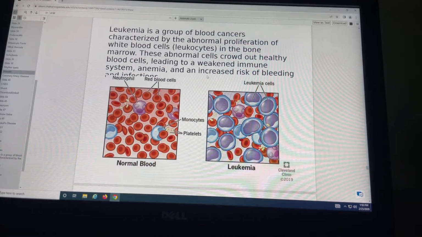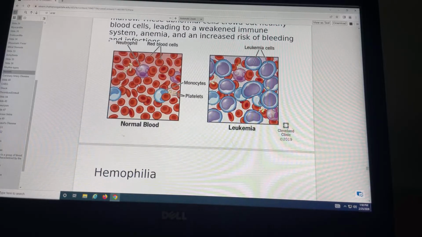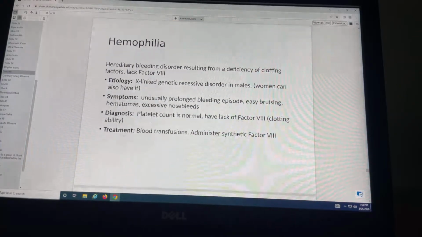Here's kind of a picture. This is what normal blood looks like, and then you can see in leukemia there's a bunch more white blood cells because they're trying to overcompensate by creating more, but they're not able to do their job well because they're immature. The problem also here is that because there's so many, the abnormal cells start to crowd out the healthy blood cells, which is bad, right? Does that make sense? Okay.